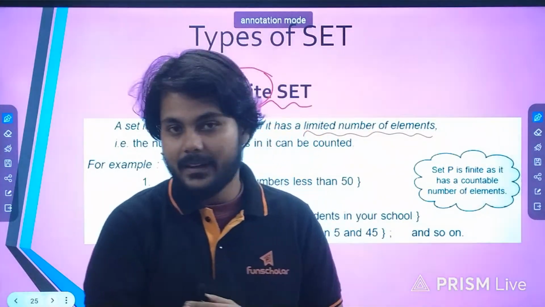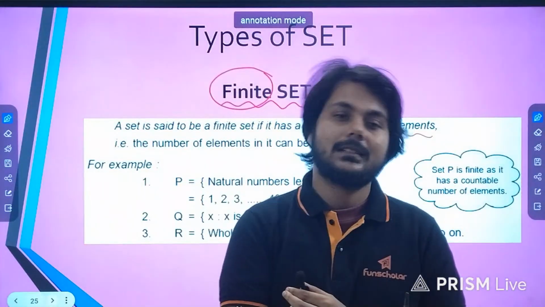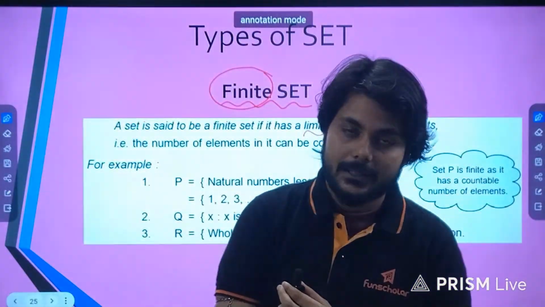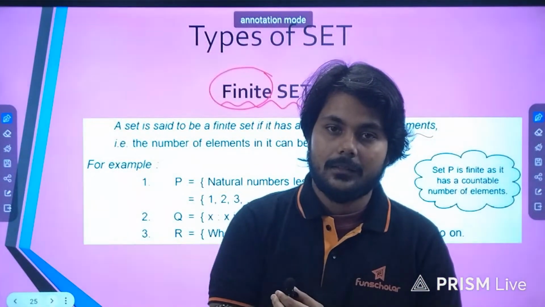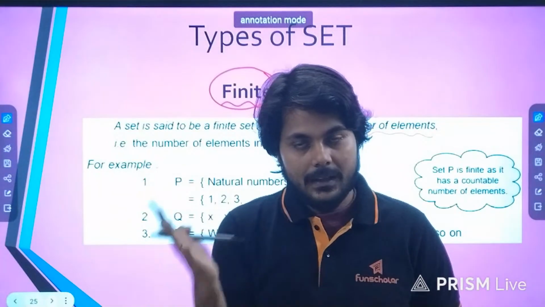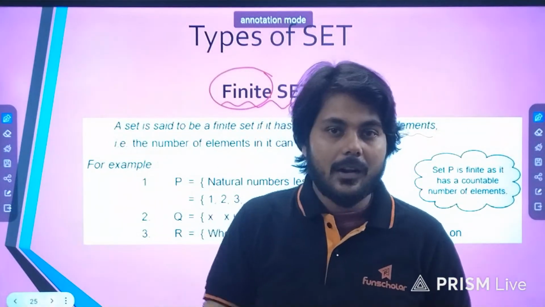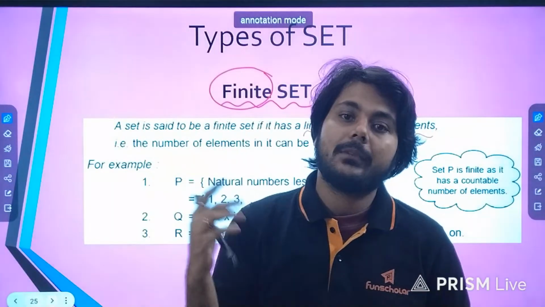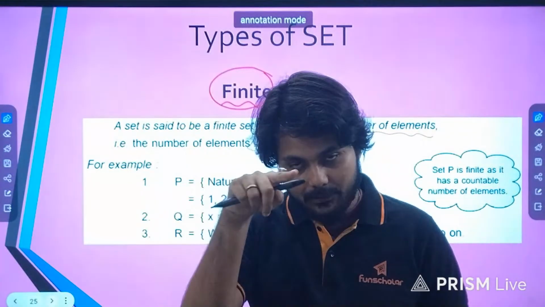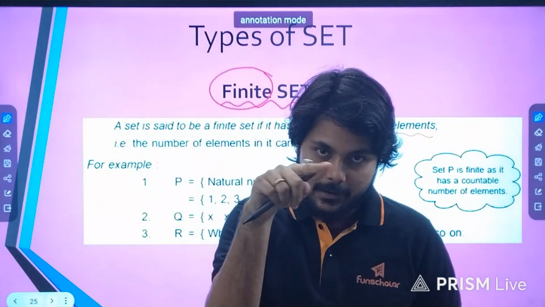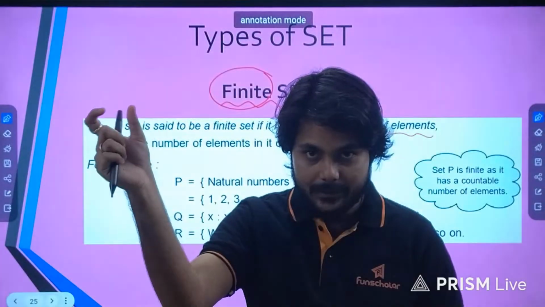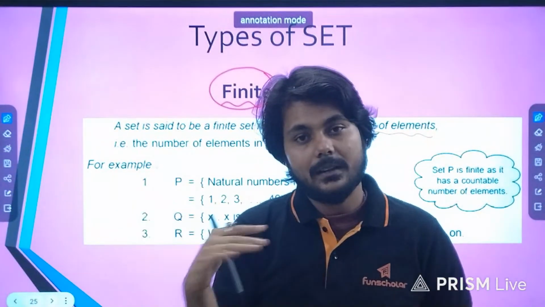Can you give me an example of a finite set? Just think for a while and answer me. Give me an example of a finite set. Suppose M is the set of months of a year. Then if we consider the roster method, we will write M equal to, curly bracket, January, February, March, April, May, June, July, August, September, October, November, December, and we will close the curly bracket.